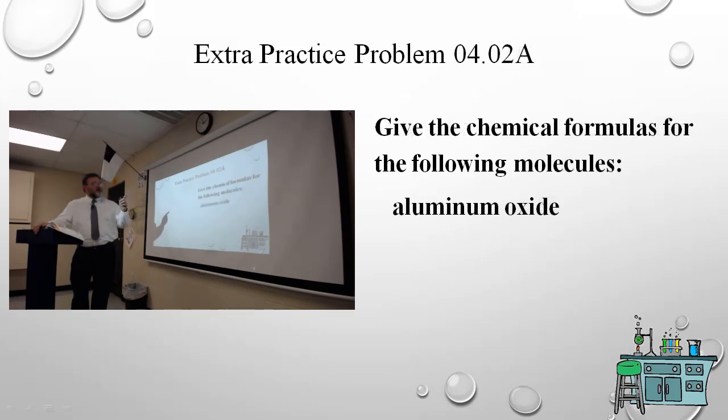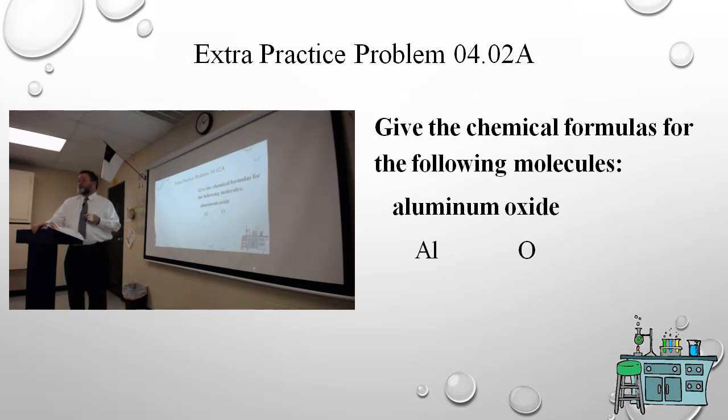Give the chemical formula for the following molecule. Aluminum oxide. Pass it. There we go. Okay. So the two elements in play are aluminum and oxygen. So the two ions in play are, what are the charges? Aluminum is, I think, +2, and then oxygen is -3. And try again.